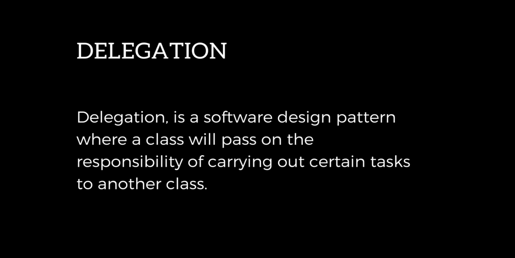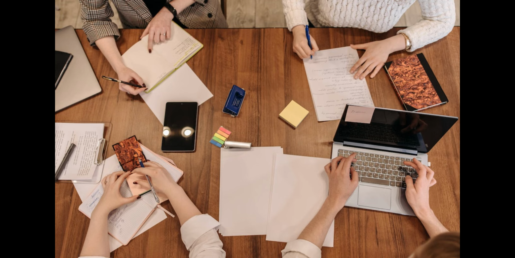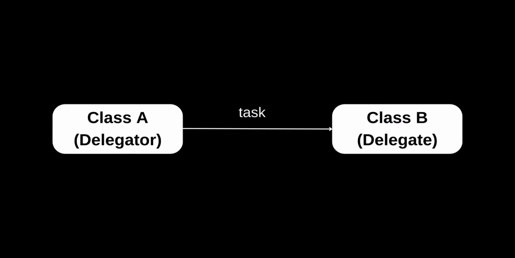Delegation is a software design pattern where a class will pass on the responsibility of carrying out certain tasks to another class. Imagine a manager dishing out tasks to his team members based on their skills in order to achieve a common goal. When a class, which is usually called the delegator, receives a request, and that request in this instance is a task, that class that received the original request, which is the delegator, remember we said that the class that takes the original request is the delegator, okay?